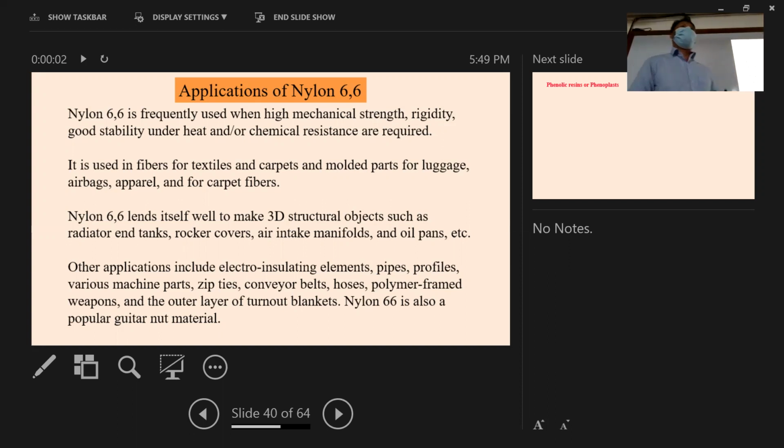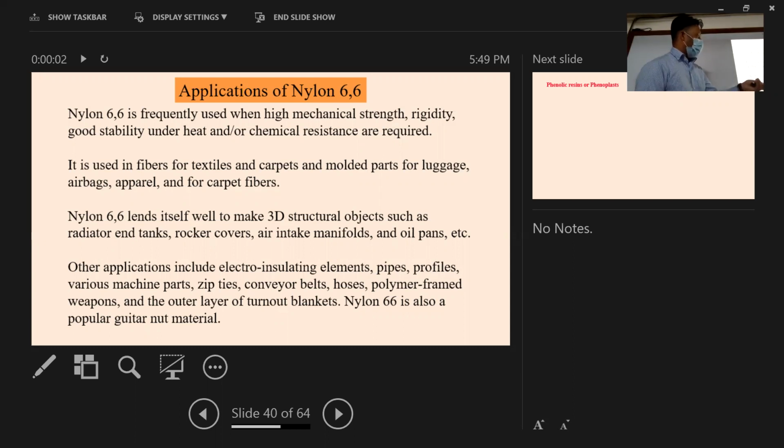So the zip that is sheet, that is, no, not this. Zip tie. This here is the zip tie. This one. Okay. This is also another one. This is a zip tie. Okay. That is made of nylon 66.